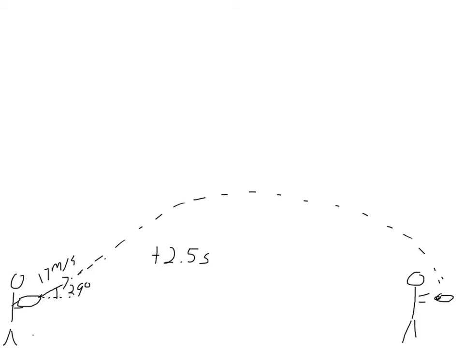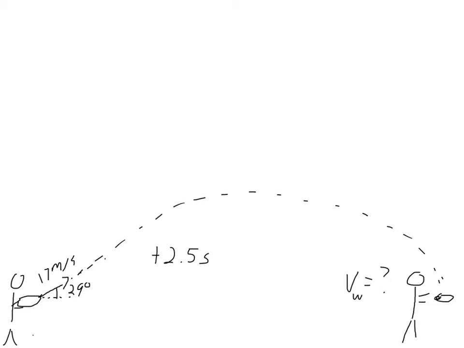How fast, velocity of the wide receiver, how fast does the wide receiver have to run to catch a pass that this quarterback throws at 17 meters per second, 29-degree angle? If the wide receiver basically gets a 2.5 second head start on the football, so he's able to run for 2.5 seconds and the quarterback throws it, how fast is he going to have to be able to run? Is he going to have to keep going? Can he run slow, fast? How does that work there?